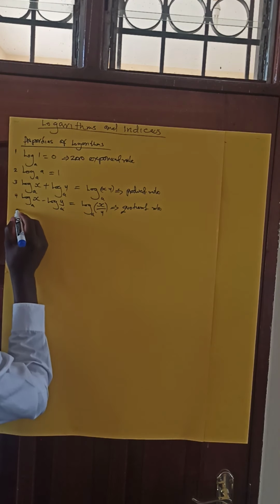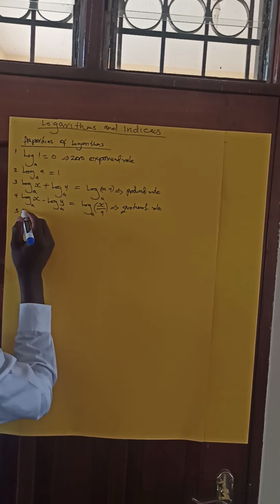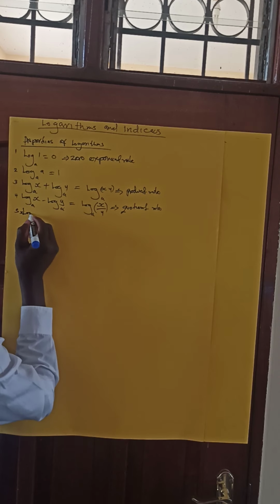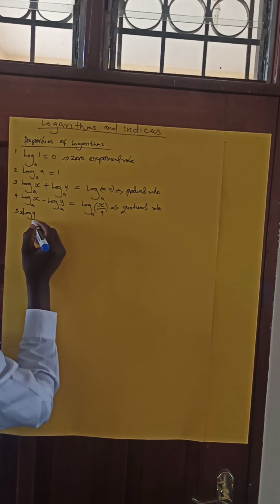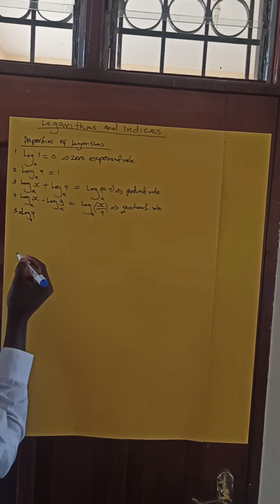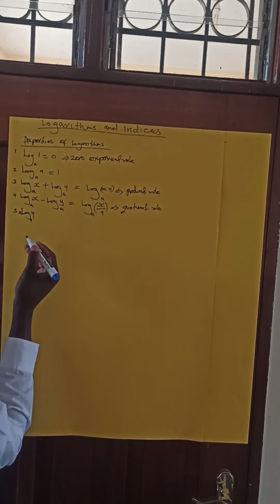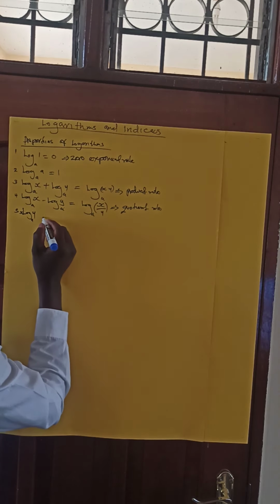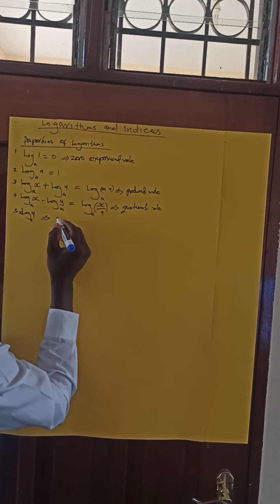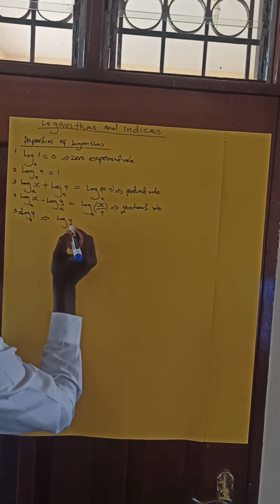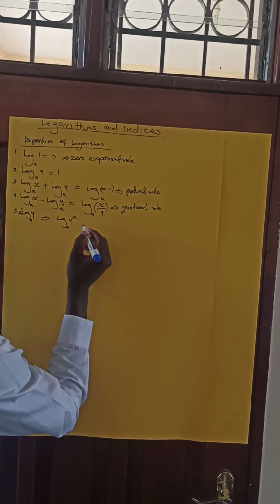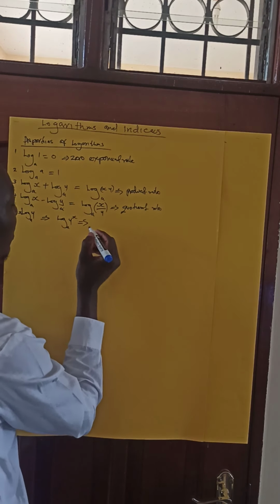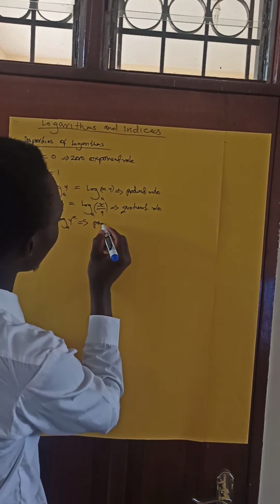Finally, we have property number 5, which is x log y base a. x is before the log, so this one can as well be written as log y power x base a, and this is what we call the power rule.